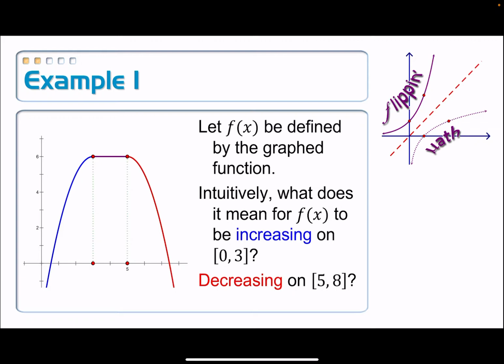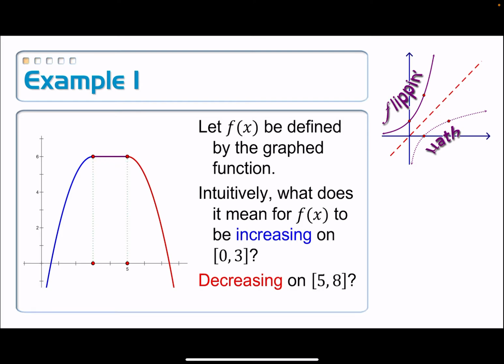So let's let f of x be defined by the graphed function, a very strange function that has a little constant portion right here in the middle for whatever reason. Intuitively, what does it mean for f of x to be increasing on the interval from 0 to 3? Well, increasing just means that it's going upwards from left to right. If it's constant, that means it's staying the same. It's nice, flat, and horizontal.